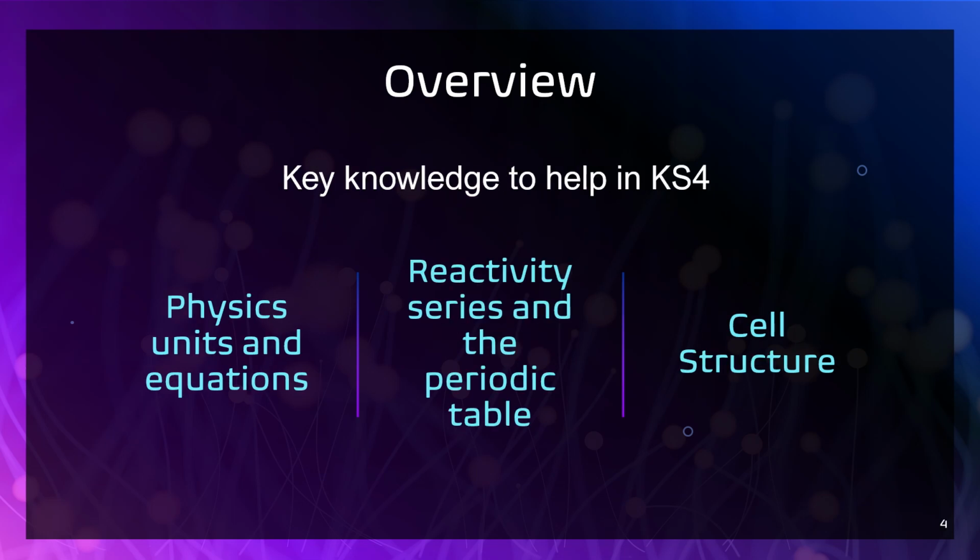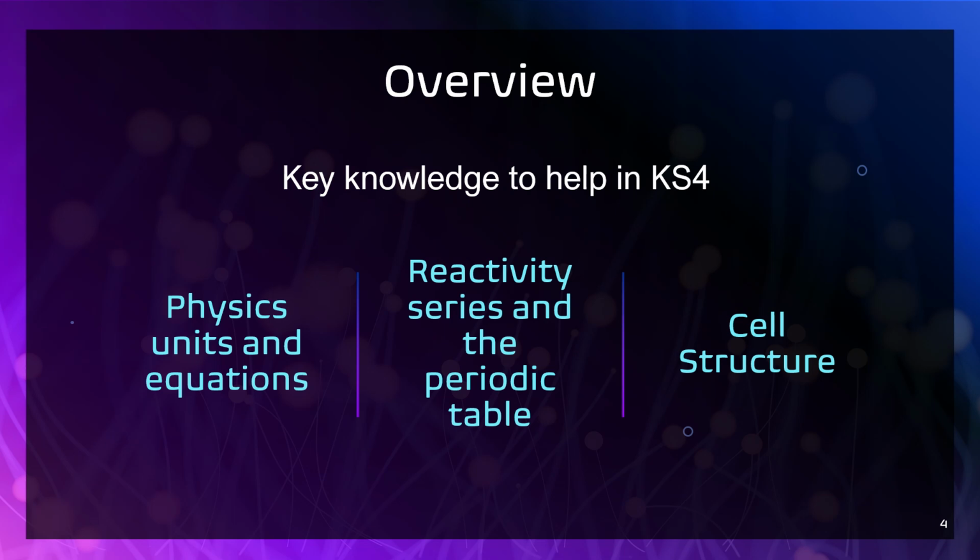Even though I talked about key knowledge before, those are individual topics from each unit. There are also homeworks you're going to be set by your teacher that are key knowledge to help you in Key Stage 4. The first one is going to be about physics units and equations. There's a bit of maths involved. You need to learn units and be able to use equations, but something like 40% of your physics paper at the end of Year 11 will be based on that little topic. The second one is the reactivity series and the periodic table.